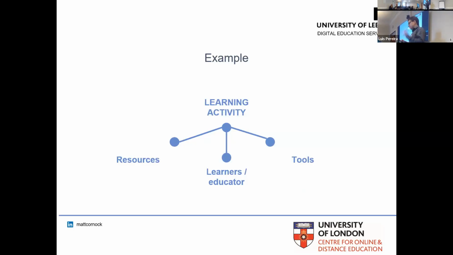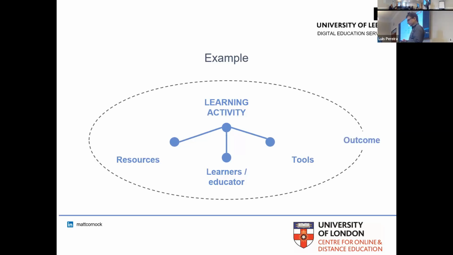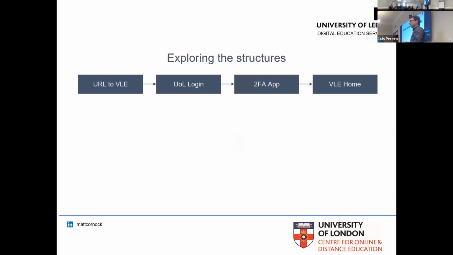let's assume a very basic model of learning activity design. Okay, you've got resources, you've got learners and educators involved, you've got tools, there's this broader context of some sort of learning outcome that they're working towards. Okay, now this example here is a reading task, and they're going to be participating in a discussion activity after they've done some reading. So just follow the structures that a student has to engage with.